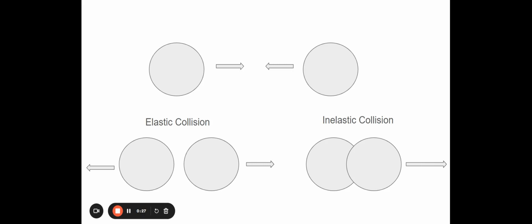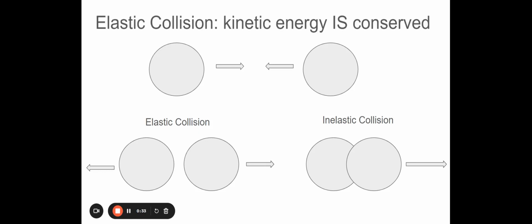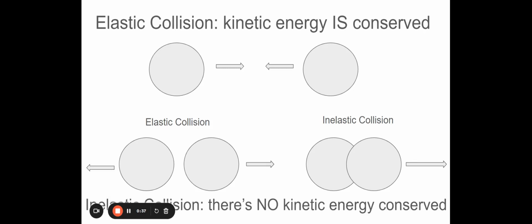This is because in an elastic collision, kinetic energy is conserved, and in an inelastic collision, there's no kinetic energy conserved because it's absorbed by its surroundings. The difference between an elastic and an inelastic collision is the loss or conservation of kinetic energy.